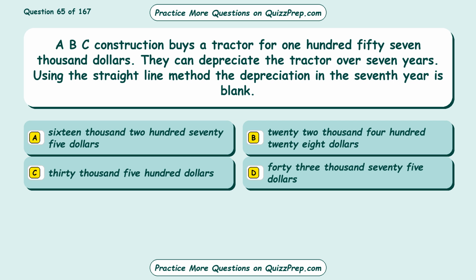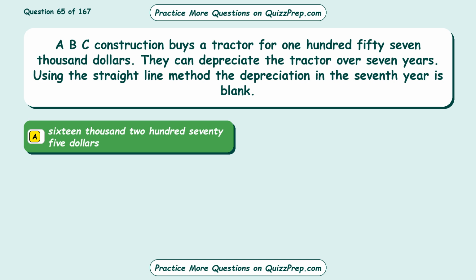Question 65. ABC Construction buys a tractor for $157,000. They can depreciate the tractor over 7 years. Using the straight line method, the depreciation in the 7th year is blank. Option A $16,275. Option B $22,428. Option C $30,500. Option D $43,075. The correct answer is option A, $16,275.